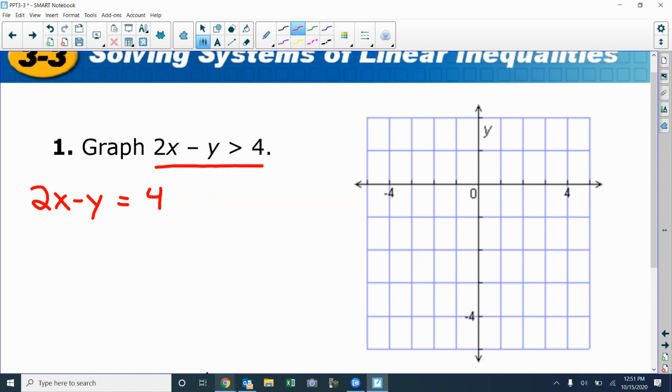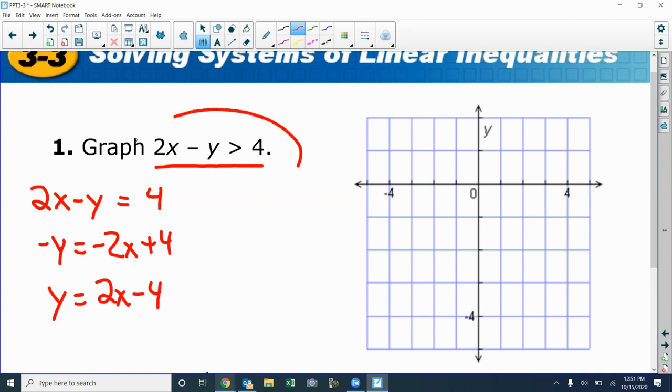Remember, we're going to shade what? The true side. So if I take the 2x over, minus y equals negative 2x plus 4, but then to get y by itself, I'm going to divide everything by negative, and that's going to make that positive. Okay, see if you can graph that line, and then go back up to the inequality and find the true side. I'm going to give you about 35 seconds here, maybe 42, we'll see.